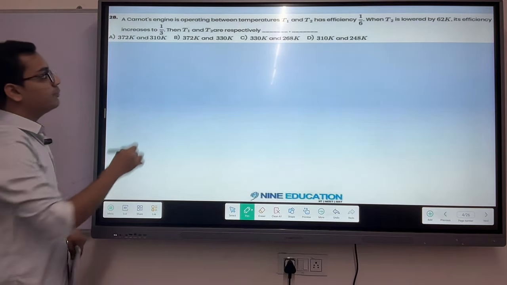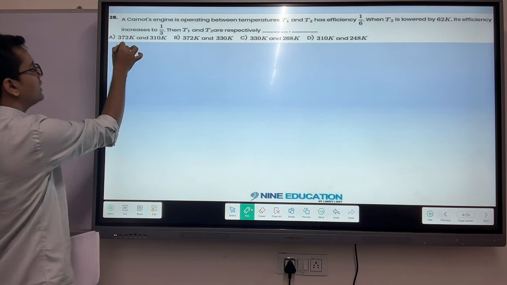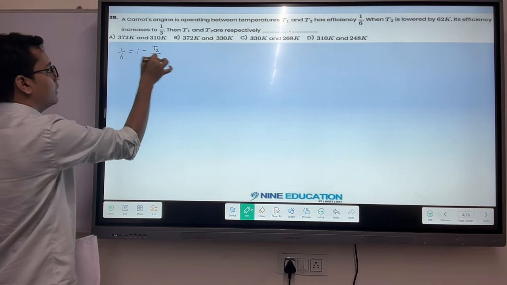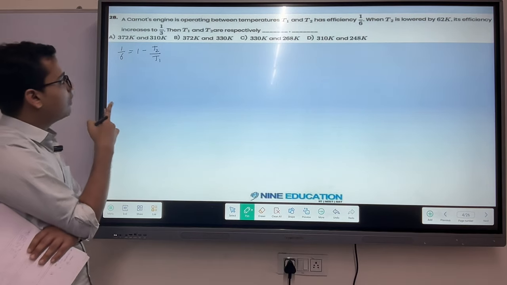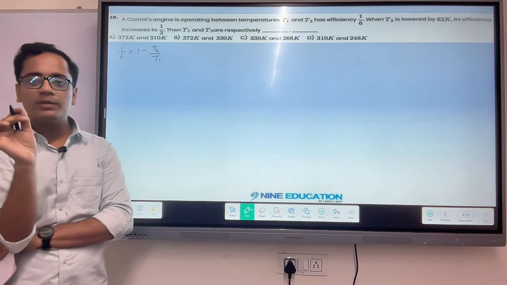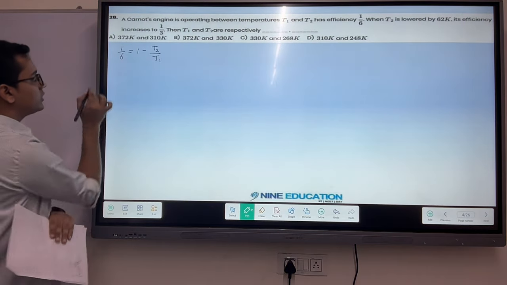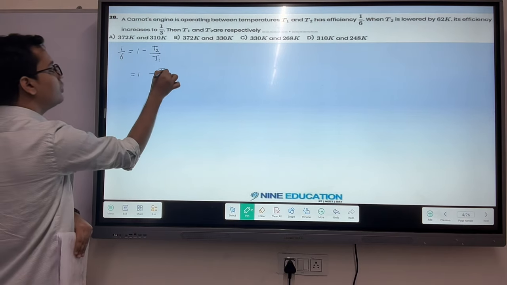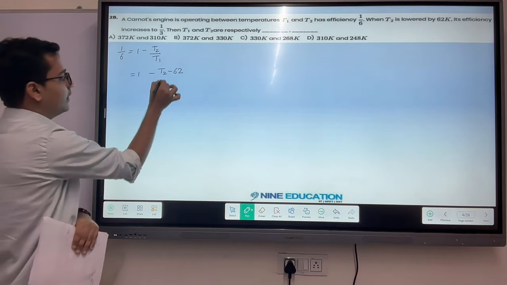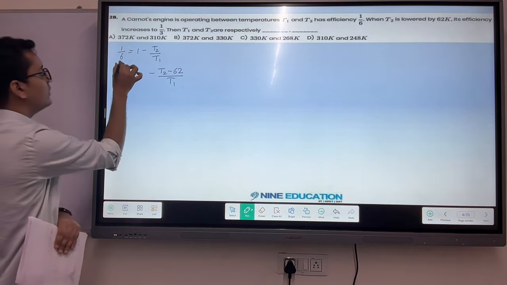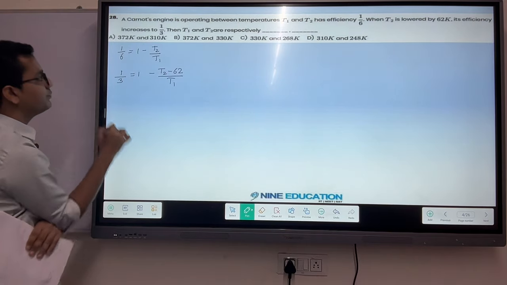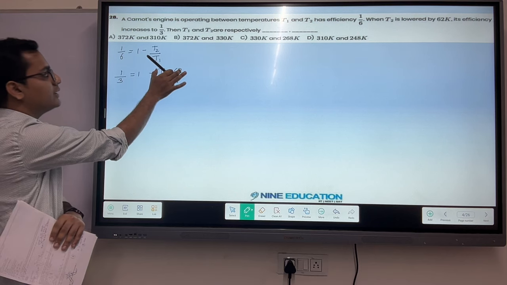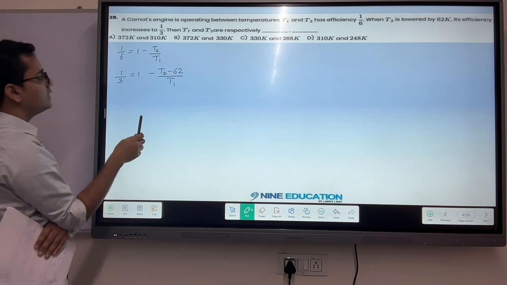Okay, this is a Carnot engine problem. They are saying initially it has efficiency 1 by 6, which is equal to 1 minus T2 by T1. This is the efficiency formula. Okay. What is T2 and T1? T2 is the temperature of the sink, the low temperature, and T1 is the temperature of the source, the high temperature. Now they are saying that when T2 is lowered by 62 Kelvin, the efficiency becomes 1 by 3, right? You have to find the values of T2 and T1. So this is the temperature lowered by 62, and that is the efficiency formula.